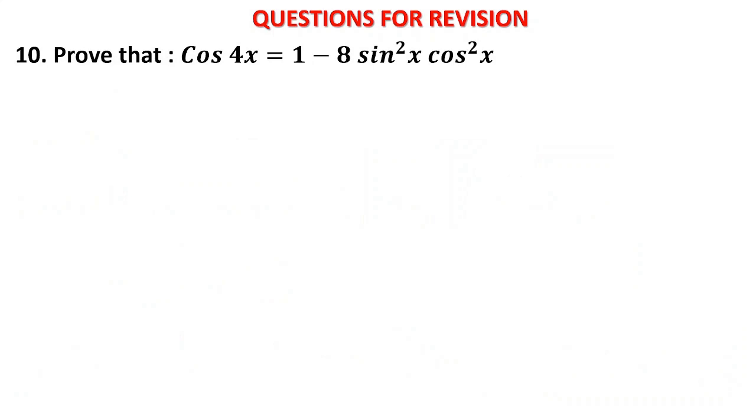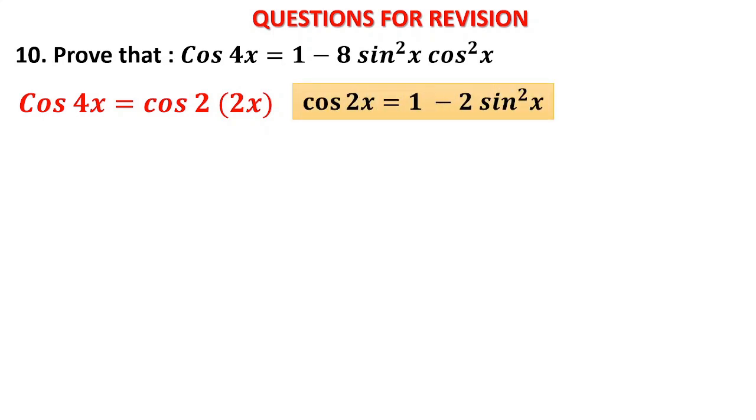We have to prove that cos 4x is equal to 1 minus 8 sin square x cos square x. These are the problems involving the multiple angle formula. What is cos 4x? Cos of 2 times 2x. But we have to select the correct formula for cos 2x. Here, as per the given problem, I have to select 1 minus 2 sin square x.